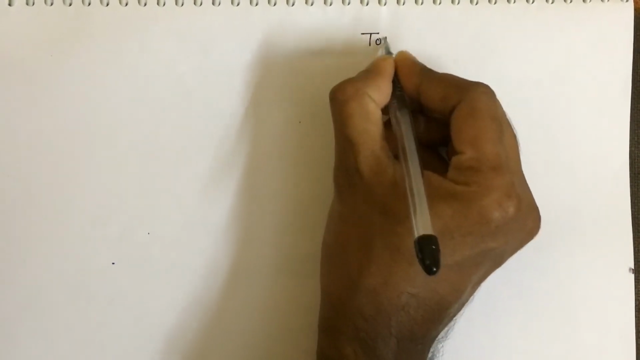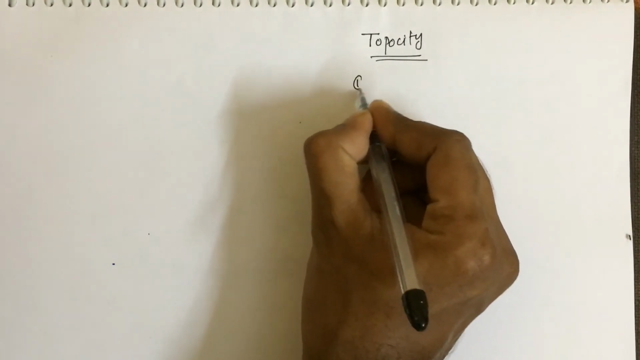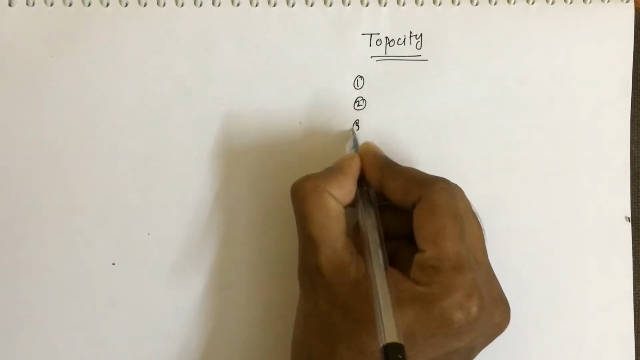So today's topic is topicity. This is one of the important topics in stereochemistry. There we have three types.